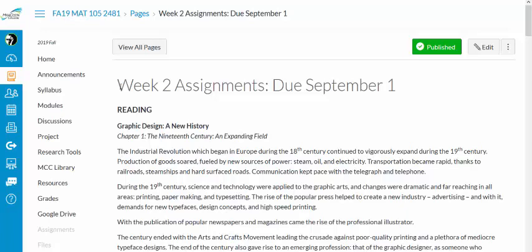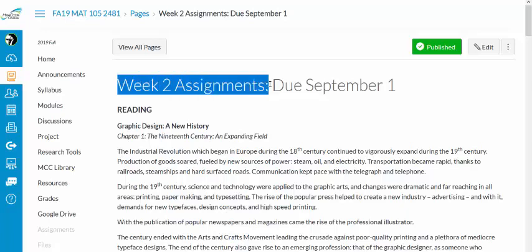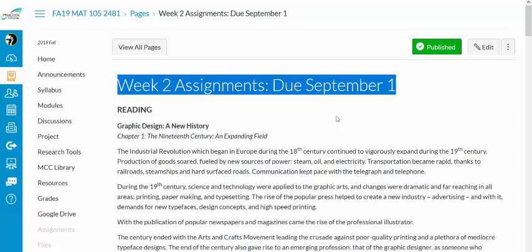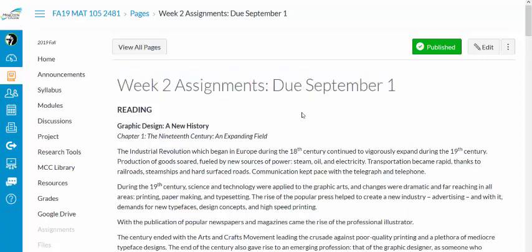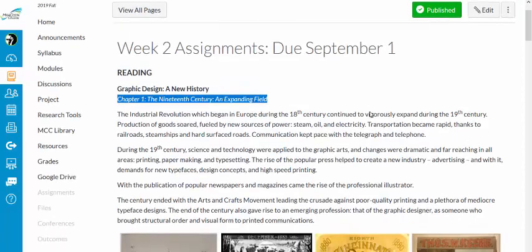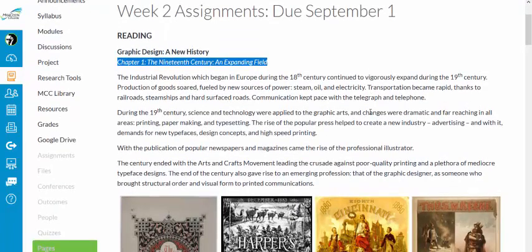Here we are in the Week 2 Assignments module, and this assignment is due Sunday, September 1st. This week in the textbook, Graphic Design: A New History, you'll be reading Chapter 1, The 19th Century, An Expanding Field. And this chapter is all about the Industrial Revolution, which began in Europe in the 18th century and continued on to expand during the 19th century.